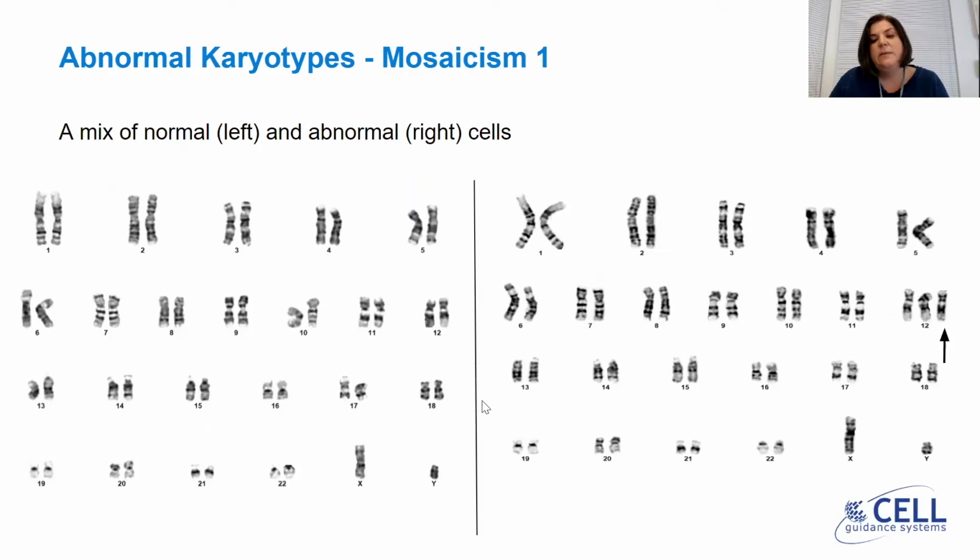When we're karyotyping, we can see either all normal cells, all abnormal cells, or a mixed cell population. That's what we refer to as mosaicism, when we have two different cell populations within a single sample. To start with, we can have a mix of normal and abnormal cells. On the left, we have a normal male cell, and on the right, we have a cell that has trisomy 12.